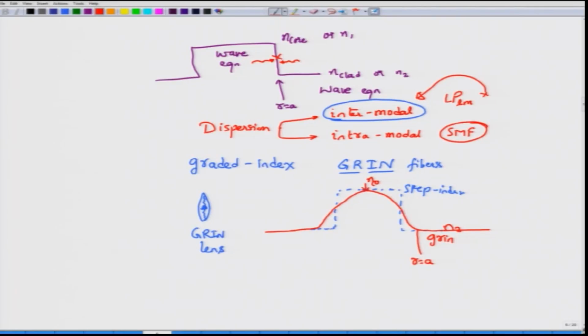So, this is not really a correct representation. The corresponding step index profile should actually look something like this, not the earlier way. Now this is all right, but the important point is that you start with the value N0 at the center and come down to the value N2, with this change happening at r equal to a.